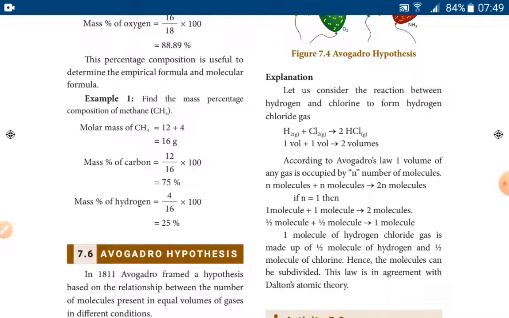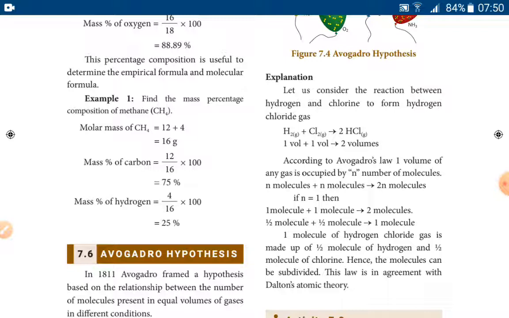CH4 is the formula for methane. 1 carbon, 4 hydrogen, and the carbon atomic mass is 12 and hydrogen is 1. There are 4 atoms, so 12 plus 4, 16 gram. So 16 gram is the molar mass of methane. So first, how many carbon in methane? Only 1 carbon and its atomic mass is 12. So 12 by 16 into 100, it is 75 percentage. The mass percentage of carbon in methane is 75.